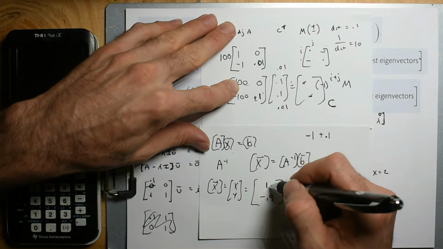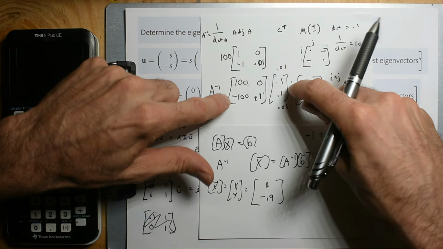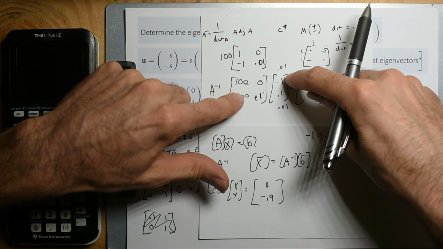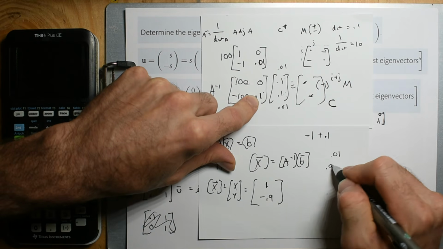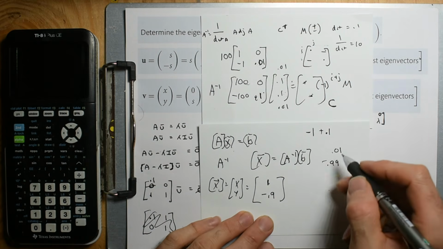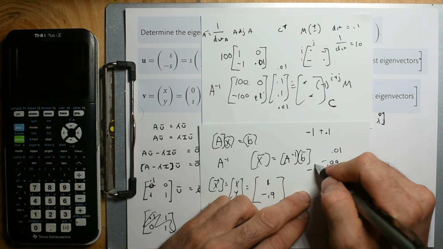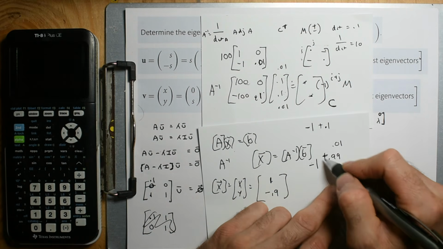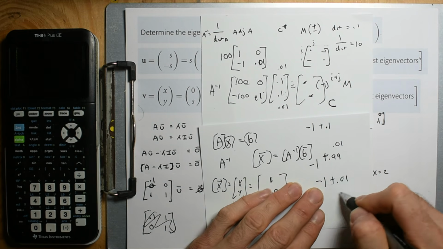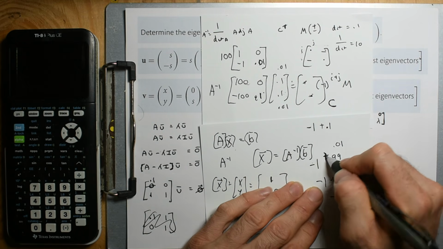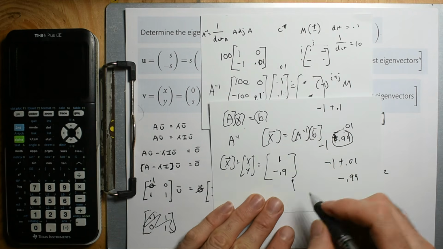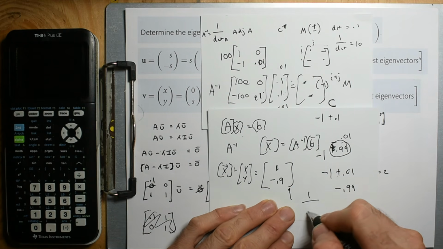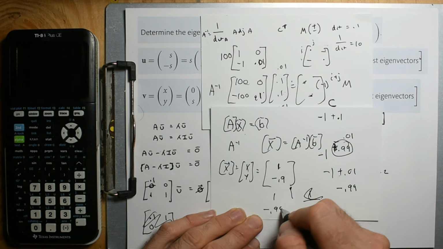So this first value would still be 1, and this value would be negative 1 plus 0.01. So that would be 0.99. And this would be negative 1 plus negative 1 plus 0.01, which is negative 0.99. There you go, negative that. And hell yeah, you can see that the solution is approaching 1, negative 0.99.